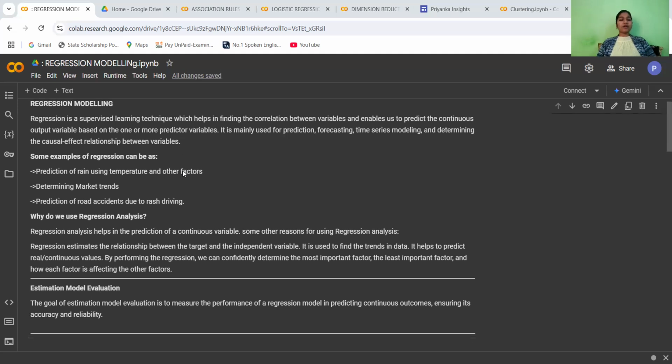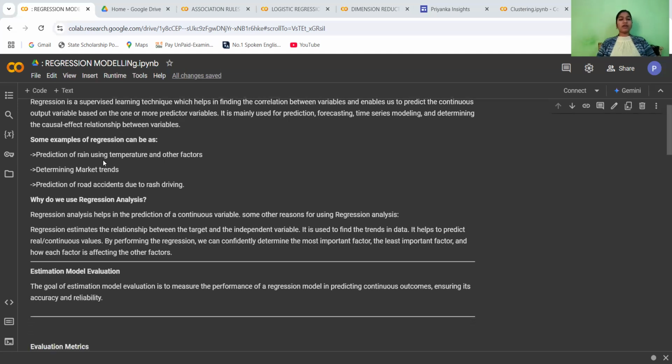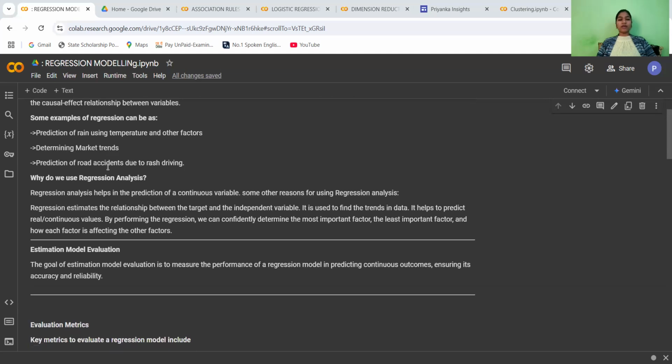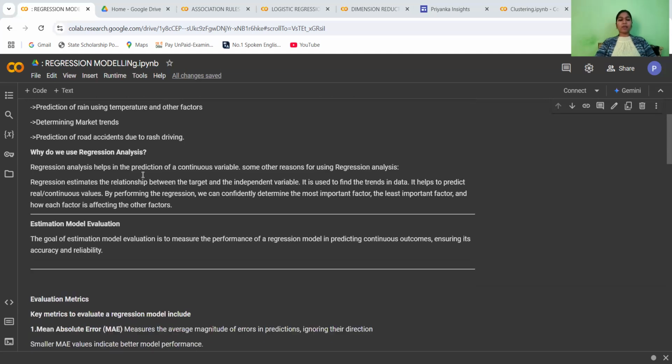Some examples of regression are prediction of rain using temperature and other factors, determining market trends, and prediction of road accidents due to rush driving.